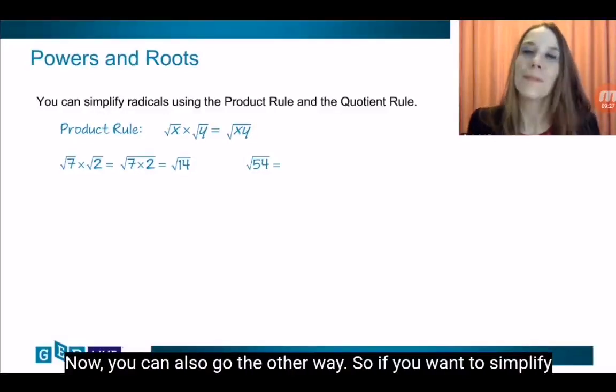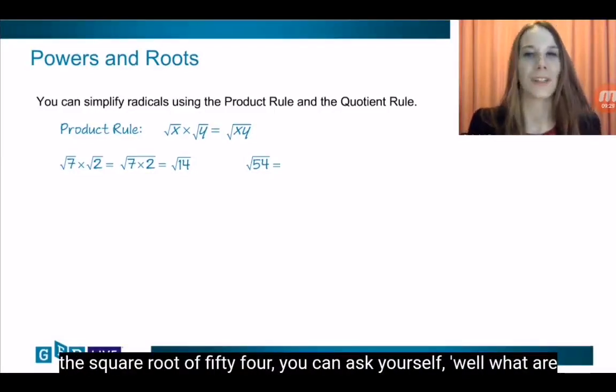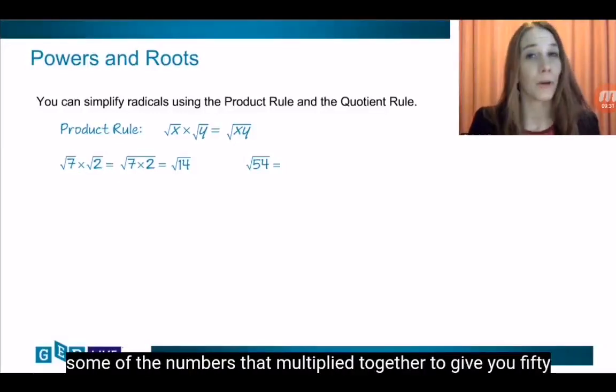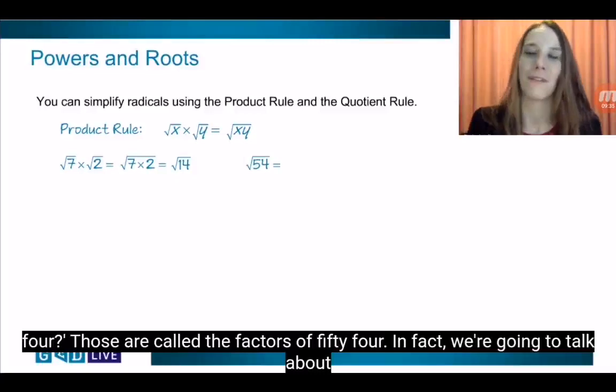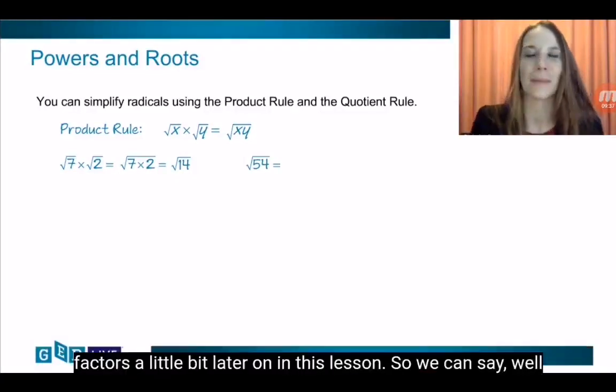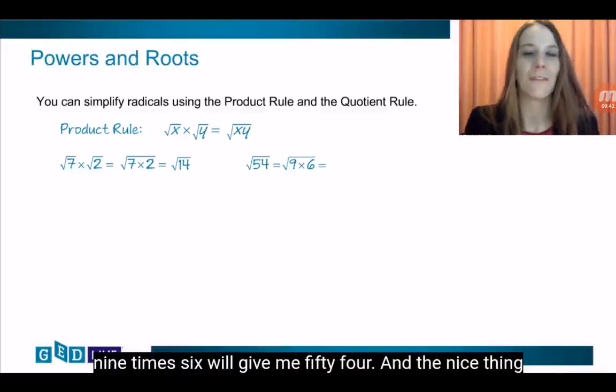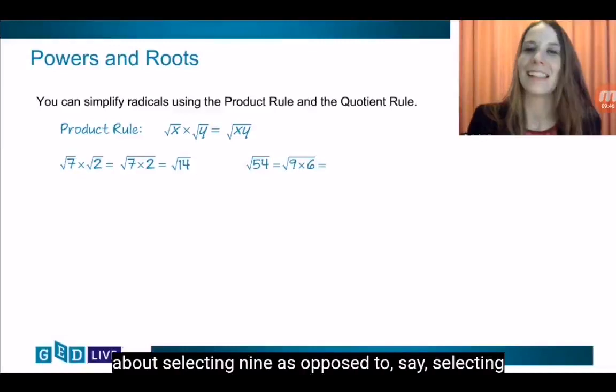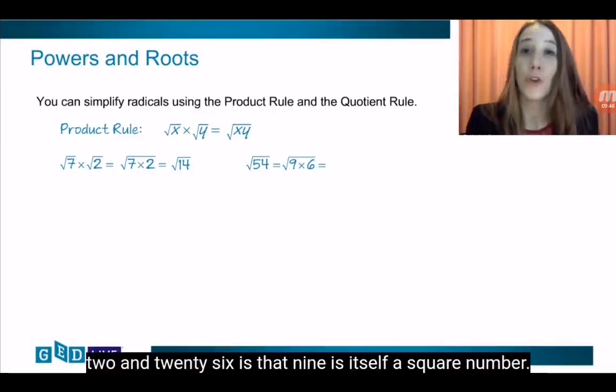So if you want to simplify the square root of 54, you can ask yourself, well, what are some of the numbers that multiplied together give you 54? Those are called the factors of 54. And in fact, we're going to talk about factors a little bit later on in this lesson. So we can say, well, 9 times 6 will give me 54. And the nice thing about selecting 9 as opposed to, say, selecting 2 and 26 is that 9 is itself a square number.